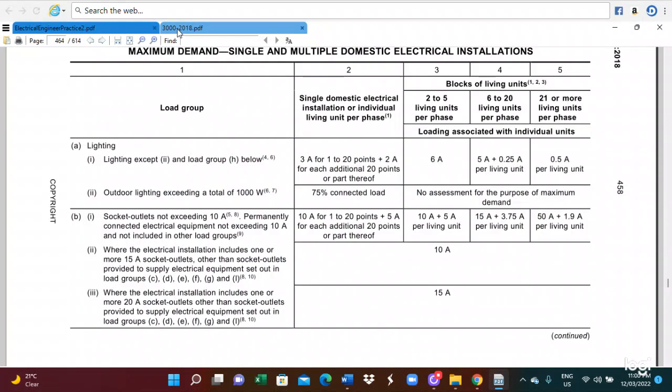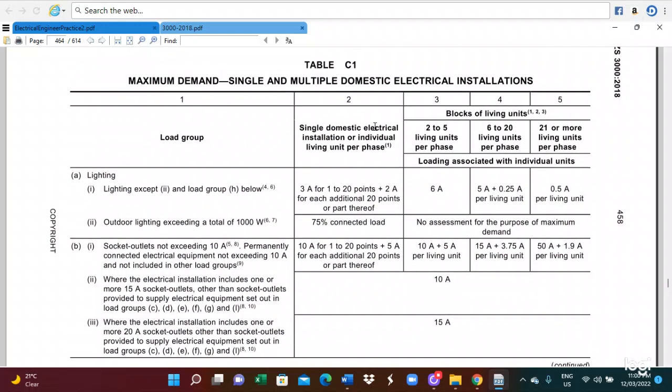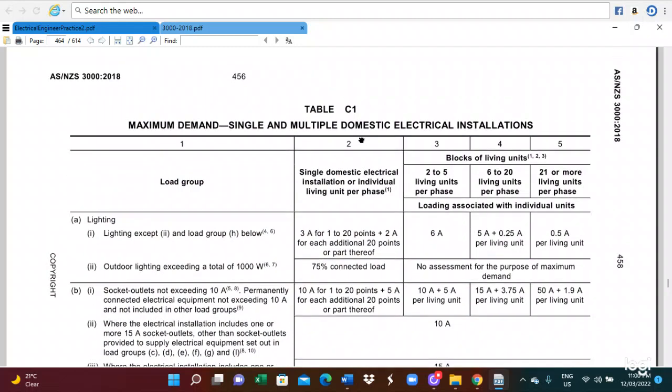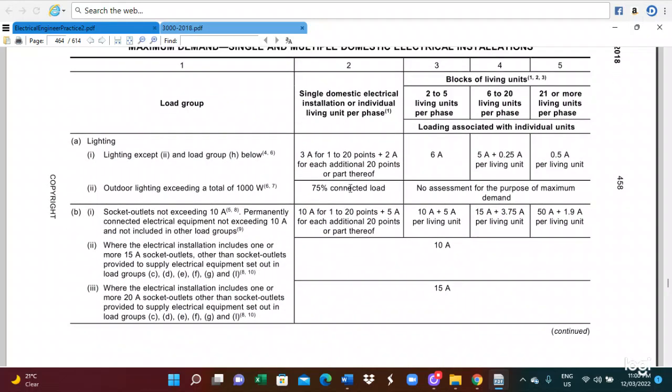Here, column 2 is a single domestic electrical installation. Columns 3, 4, 5 are for blocks of units: 2 to 4, 5 to 20, 21 or more. In this case, the problem gives a single domestic electrical installation, therefore we have to refer to column 2. Then you have to see how many light points there are. So the light points are here.